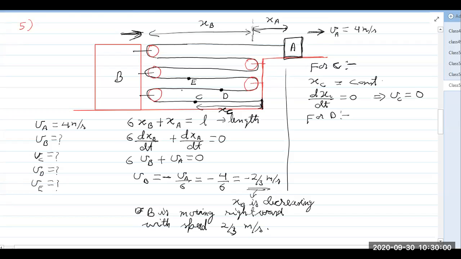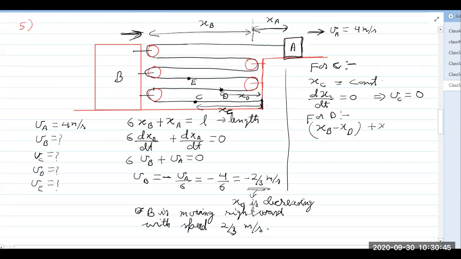So what is the length up to point D? We will write the distance from this fixed point. Suppose this is XD, from here to here. What will be the length from here to here? This will be XB. Total is XB, so XB minus XD. XB is the whole length, and if you subtract XD, you get the length from this point to this pulley. So this point to this pulley is XB minus XD.